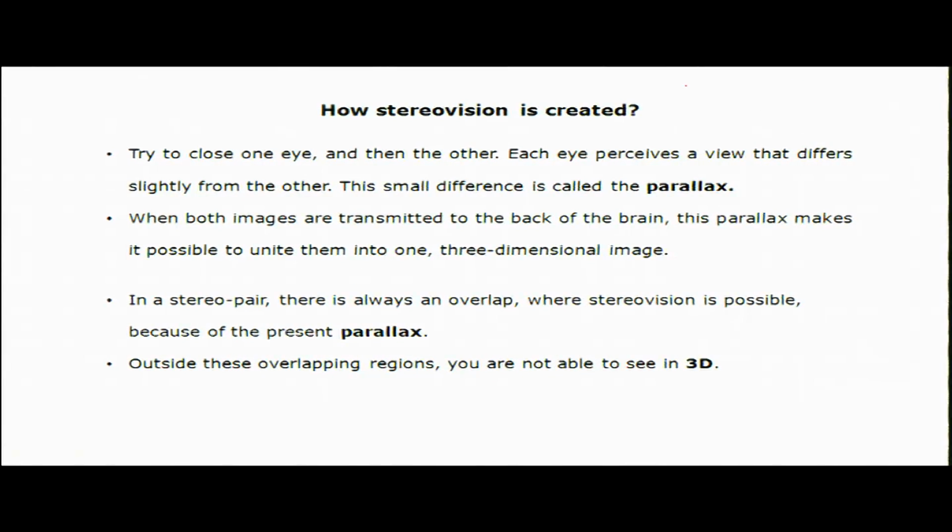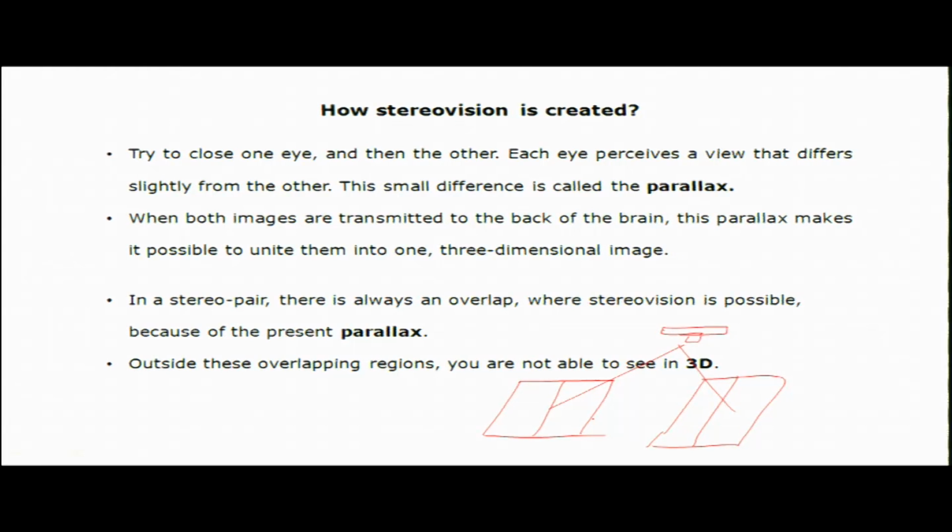So how is stereo vision created? As you know, for creating stereo vision, we must have a stereo pair, meaning aerial photographs taken through some airborne sensor or a camera, of the same area but with some overlapping part. This you know well. This overlapping part gives us a stereo vision of an area.